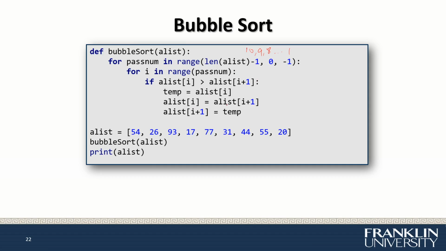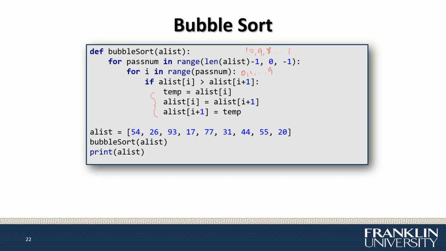For i in range passnum, so it will go from for i in range 0, 1, all the way to 9 in this case, if there's 10 items in the list. I'm just making an example here. And if alist sub i is bigger than alist sub i plus 1, meaning if the current number is bigger than the adjacent number, then swap it. This is the way to swap.